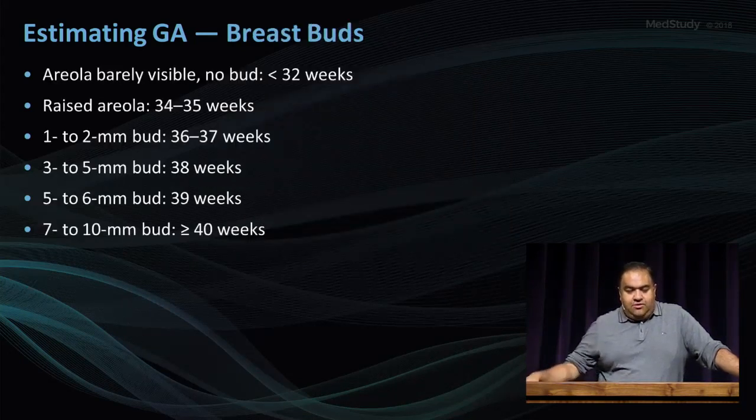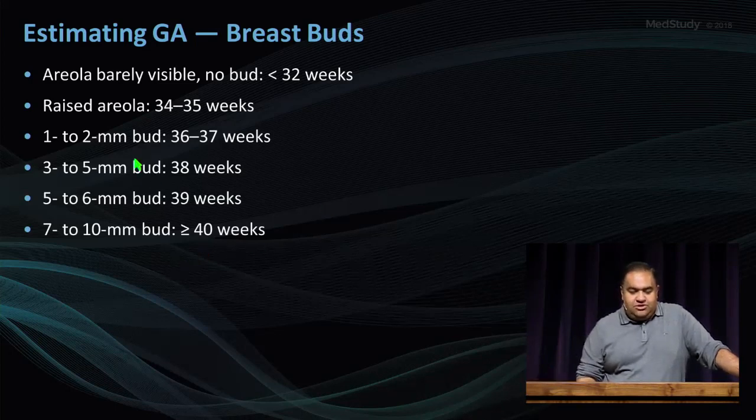Breast buds: the areola is barely visible, and there's no bud present at less than 32 weeks. It's raised at about 34 to 35 weeks, 1 to 2 millimeters at about 36 to 37 weeks, 3 to 5 at about 38, 5 to 6 at 39, and 7 to 10 at 40, greater than 40 weeks.